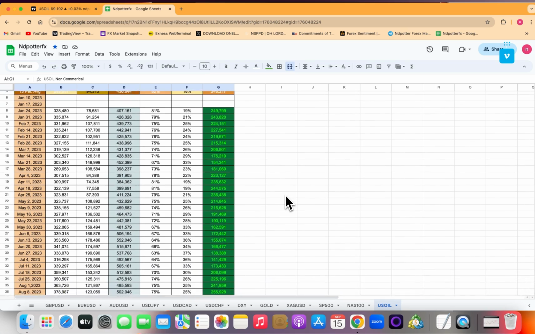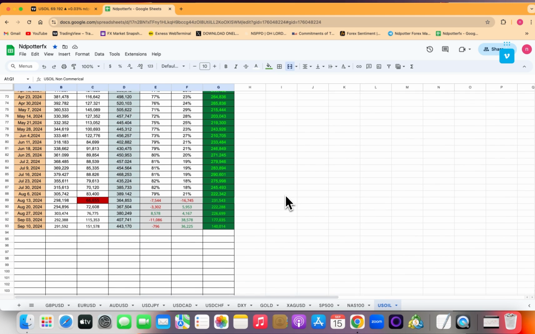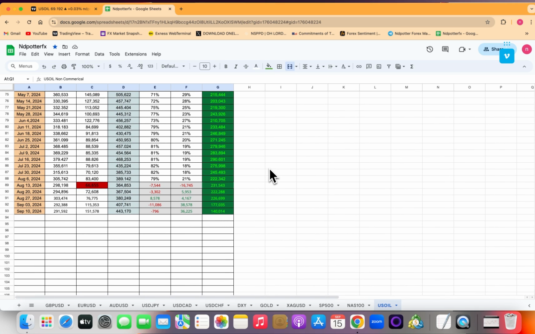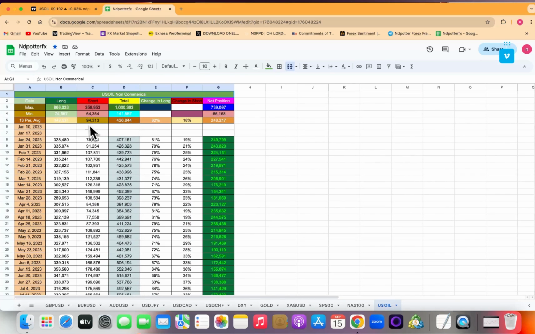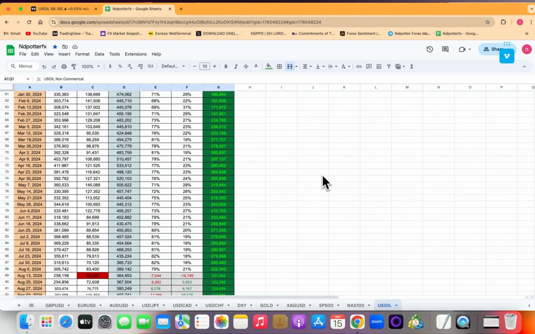So on oil now, let's take a look at oil. I want to show you guys something very interesting in oil. Oil has been very, very bullish for a very long time, and the minimum they have ever gotten to on their oil short is 64,000. That's the minimum oil short has ever gotten to.